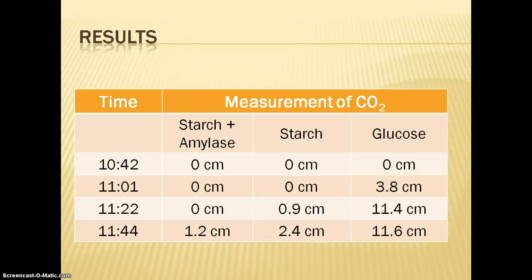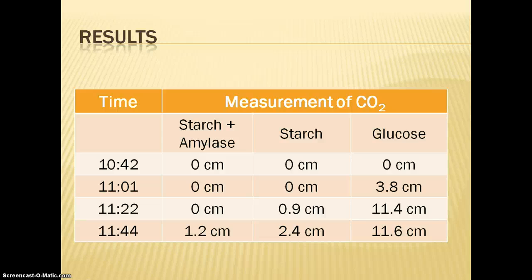At 1101, we saw slightly better results for glucose at 3.8 centimeters, but starch with amylase and regular starch were still at 0 centimeters. At 1122, starch with amylase still was at 0 centimeters, and the starch by itself was only at about 0.9 centimeters, while glucose had already reached 11.4 centimeters. At 1144, starch increased a little bit to 1.2 centimeters, starch at 2.4 centimeters, and glucose at 11.6 centimeters.